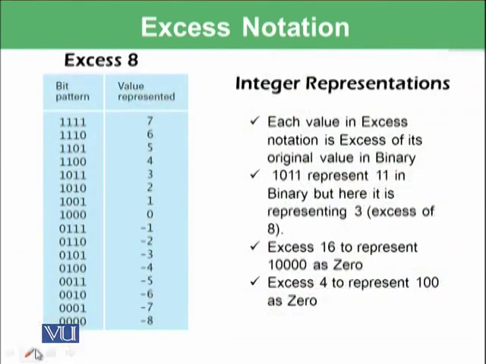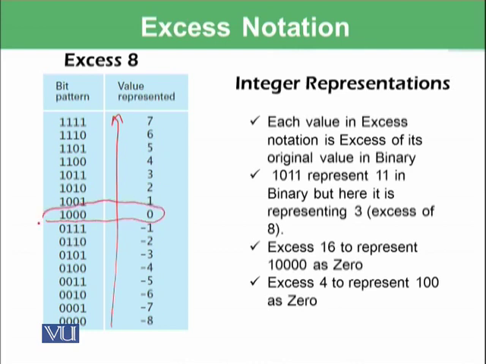Here we have excess 8 notation, and you can see we have written counting from downward to upward. When we reach this particular position where we can see the first 1 in the most significant bit, here we stop, and this value is represented as 0, and all of the following values are representing positive numbers and all of the preceding values are representing negative numbers.